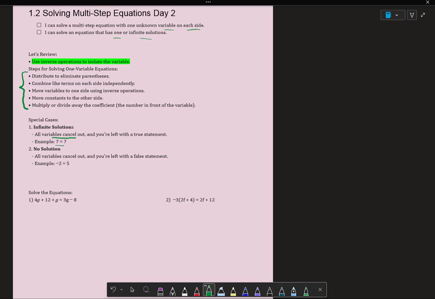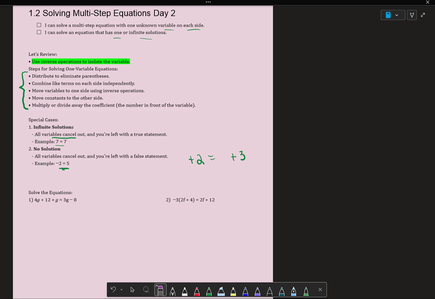Likewise, you get no solution when you're solving and all of the variables cancel out and you're left with a false statement. For instance, if you get x plus 2 equals x plus 3, and we subtract x from both sides, we would end up with positive 2 equals positive 3, which makes no sense. That means that equation has no solution.